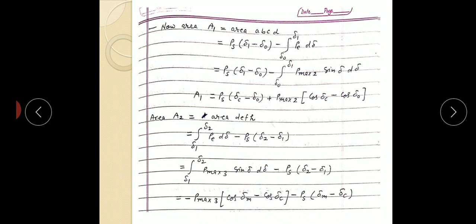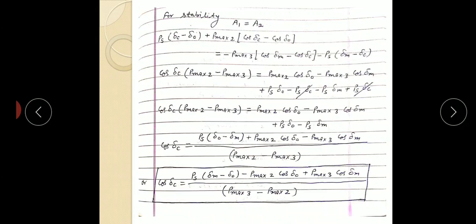This can also be written as minus P max 3 (cos delta m minus cos delta C) minus PS (delta m minus delta C). So, area A1 and area A2. Now applying the equal area criteria condition, that is A1 equal to A2: PS (delta C minus delta naught), where delta C is the critical clearing angle, plus P max 2 (cos delta C minus cos delta naught), is equal to minus P max 3 (cos delta m minus cos delta C) minus PS (delta m minus delta C).